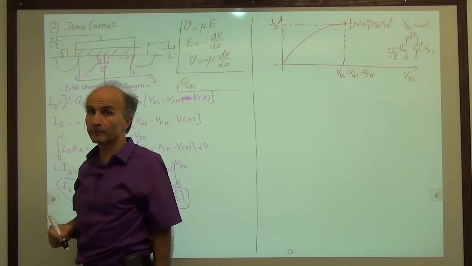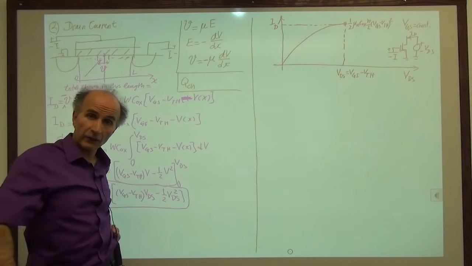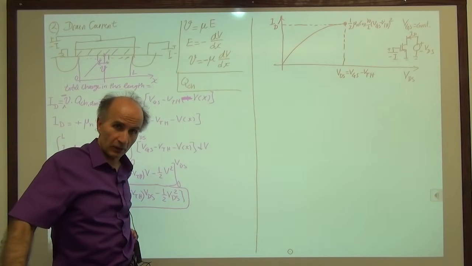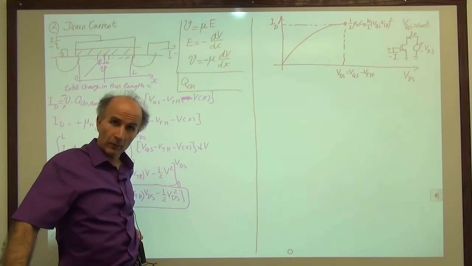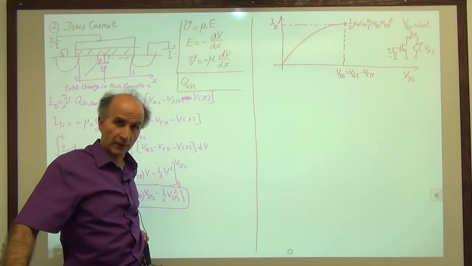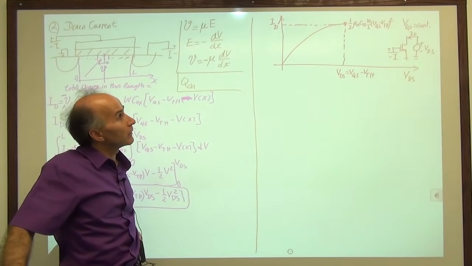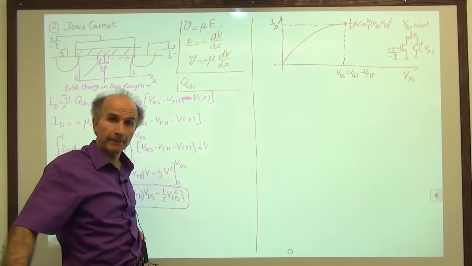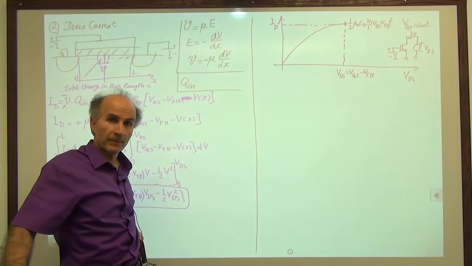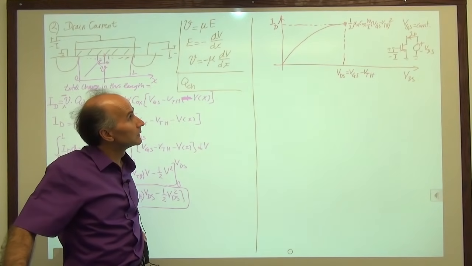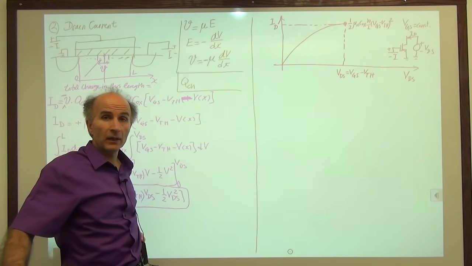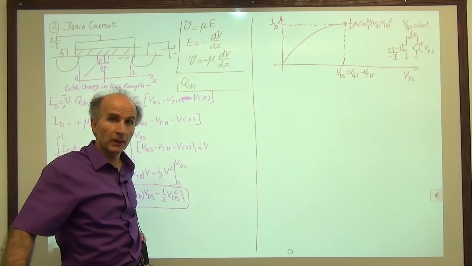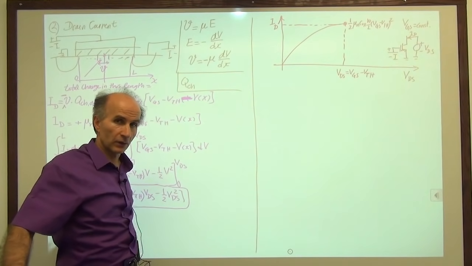Very interesting, right? It's a unique characteristic. Diodes have an exponential characteristic. If you know about bipolar transistors, they have an exponential characteristic. But this is not exponential. This has this type of behavior.